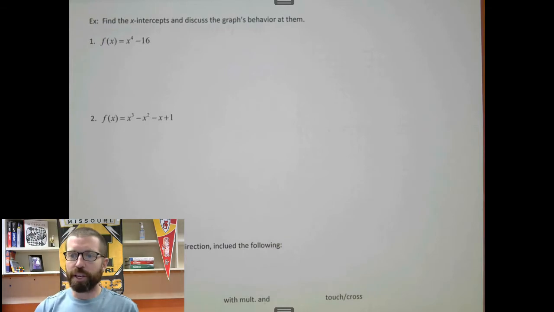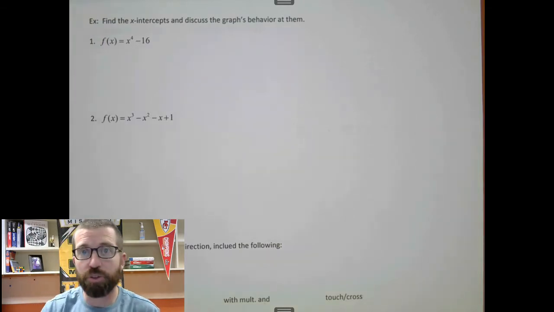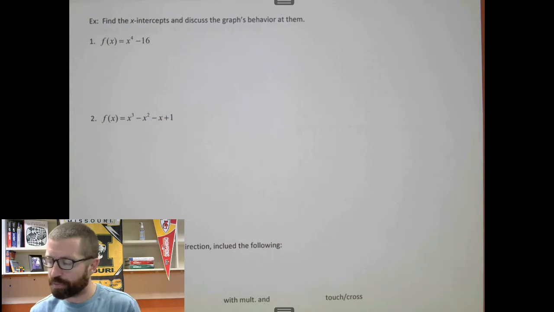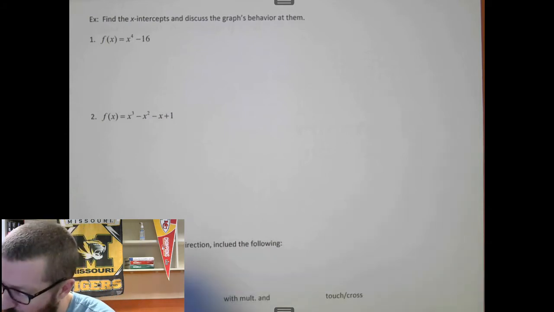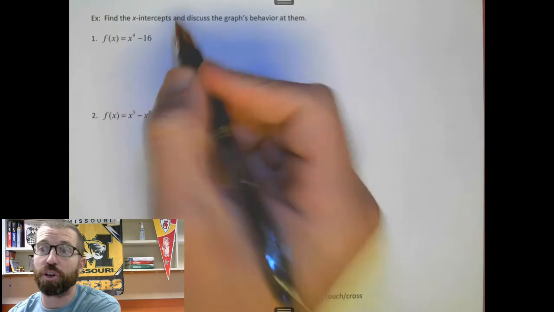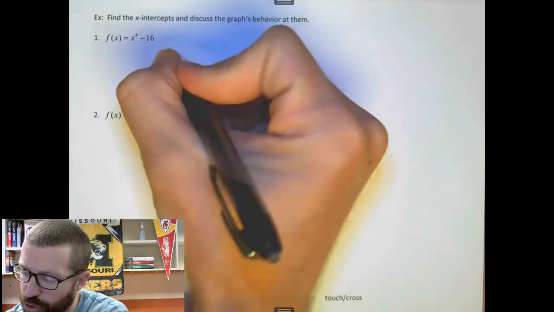Okay, so let's look at a couple examples where we're finding zeros and then just talking about the graph. And then we'll look at a couple where we actually graph. Okay, so here, these are all going to factor. So these are the difference of two squares.